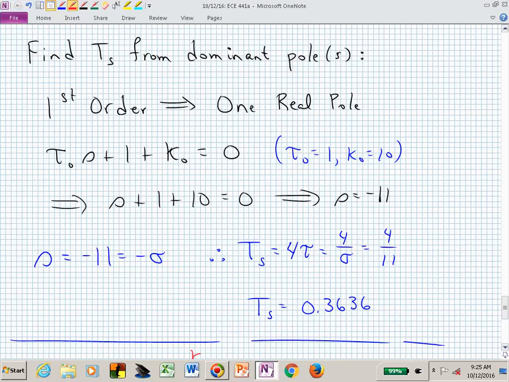So now you have 4 tau, 4 over sigma, 4 over 11. Now you might need your calculator. Hopefully you don't lose it. And you now have 4 over 11 is now what? 0.3636. What's that compared with? What was the open loop settling time? 4. Now with feedback, we've reduced our settling time by more than a factor of 10. That's the power of feedback. Or that's one of the reasons we use feedback, is to help change the dynamic behavior of our system. And we've done that, and we've demonstrated it here.